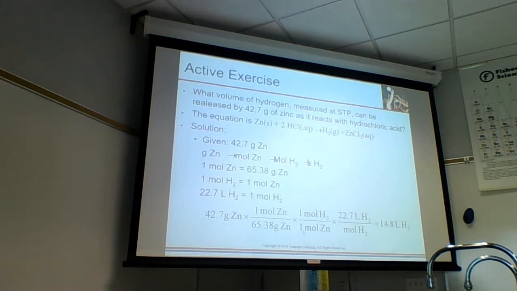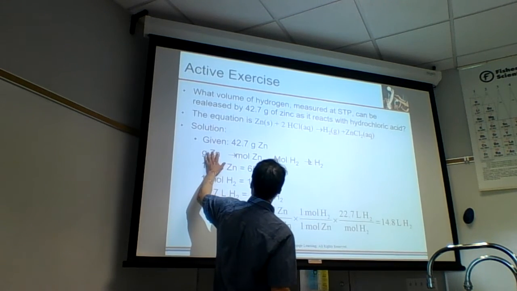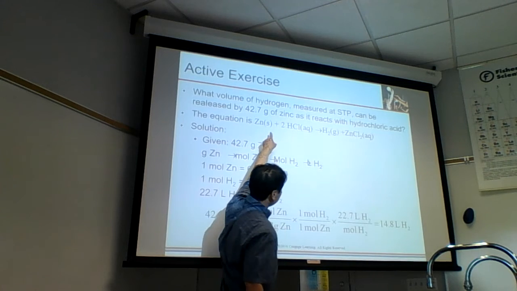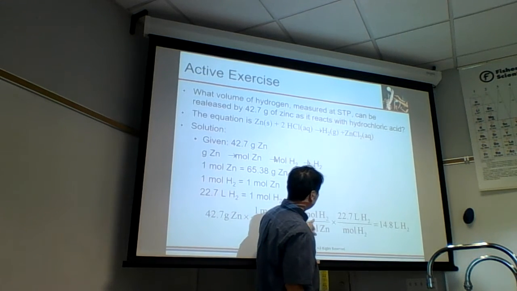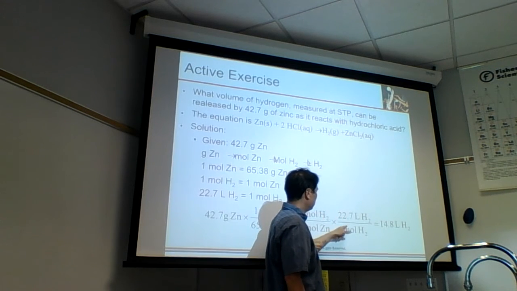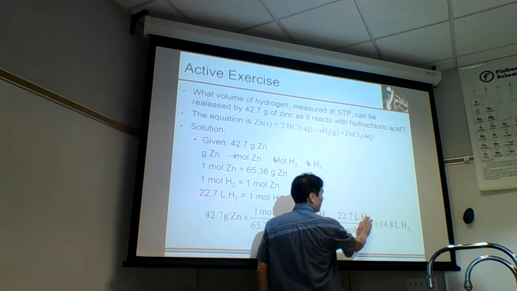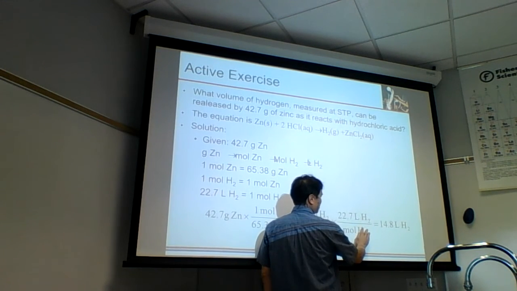So grams of zinc, moles of zinc, moles of hydrogen, using the equation up here. And then we went directly to liters of hydrogen. We can go from moles to liters if we know the molar volume. The 22.7 liters per mole, this is a number a lot of people memorize. This is for any gas, not just hydrogen, any gas.